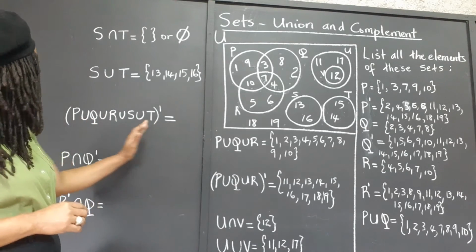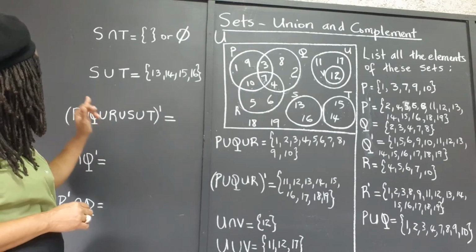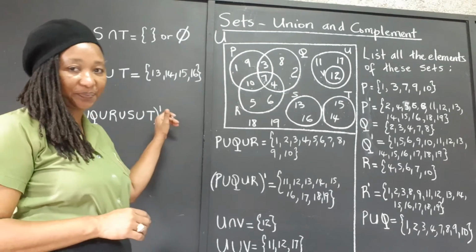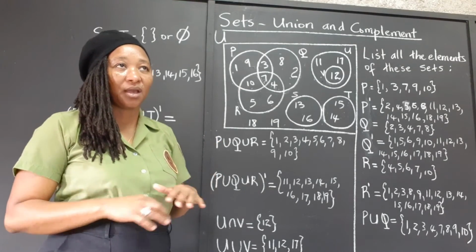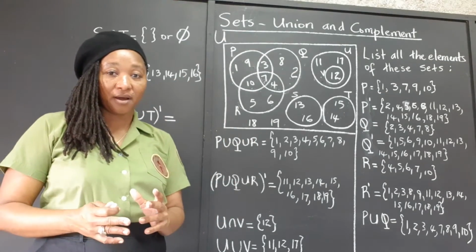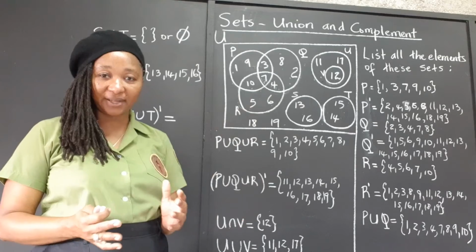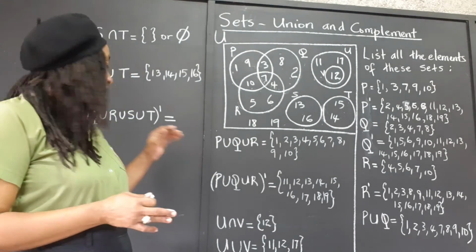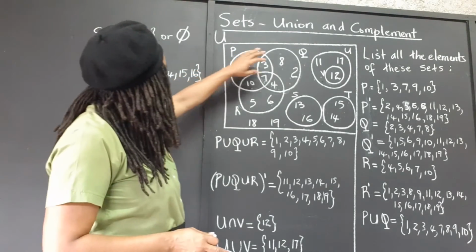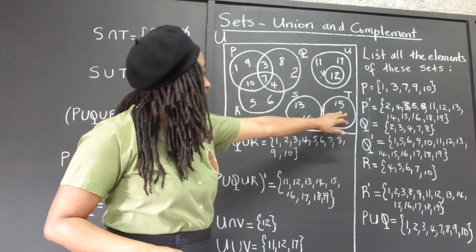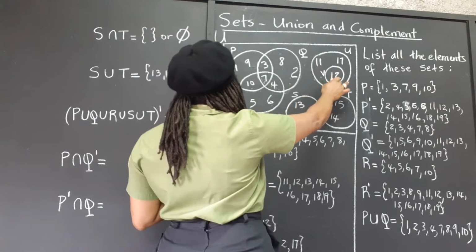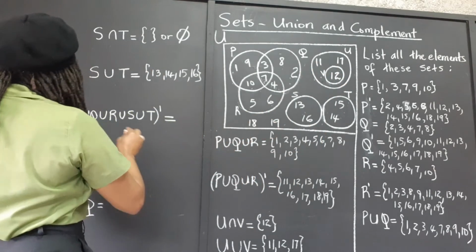What does this say? P union Q union R union S union T, the complement of that. So everything in P, Q, R, S, T, the complement of everything in P, Q, R, S, T. So what's not in P, Q, R, S, or T? So that's P, Q, R, S, T. So their complement then would be 11, 12, 18, and 19.